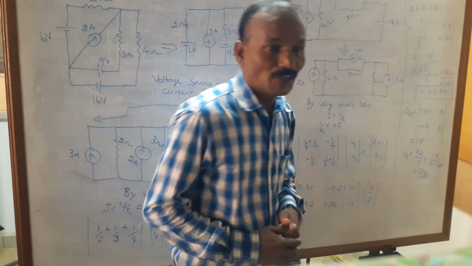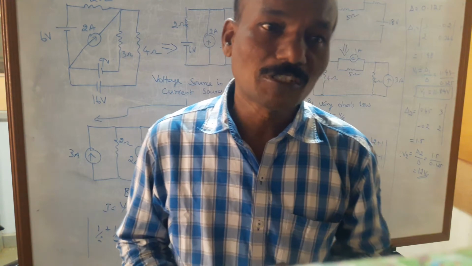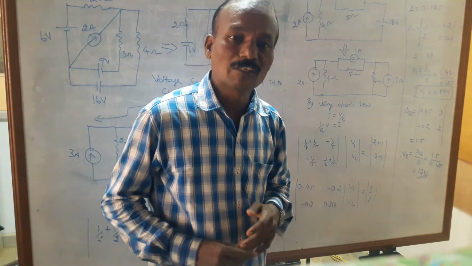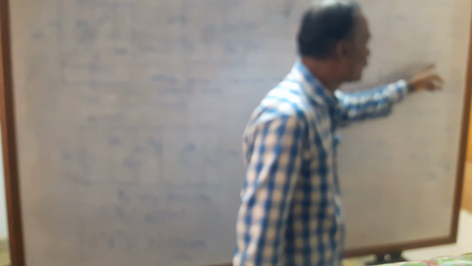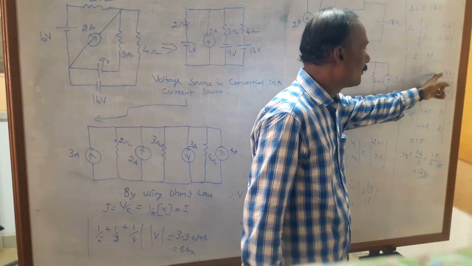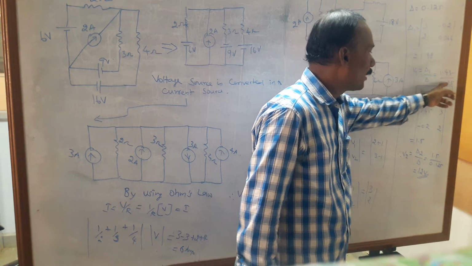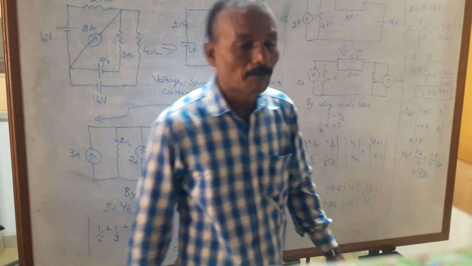We know that in the mesh method I1 is equal to delta 1 divided by delta. Similarly, in nodal analysis V1 is equal to delta 1 divided by delta. Already we calculated delta 1 as 1.48, and delta is 0.125. So V1 is equal to 11.84 volt.